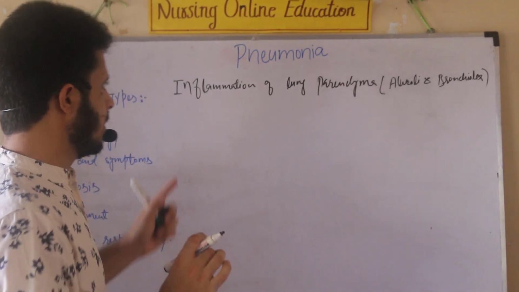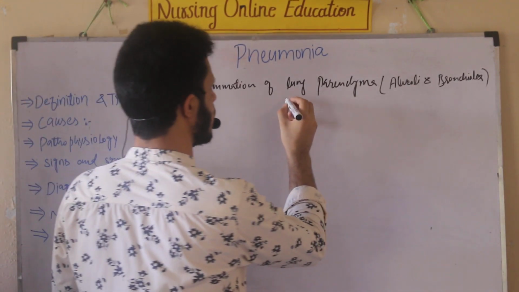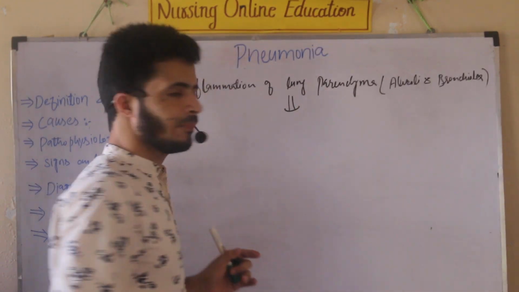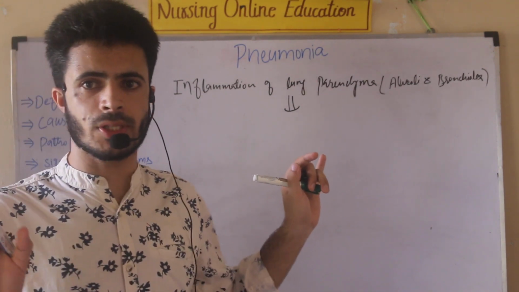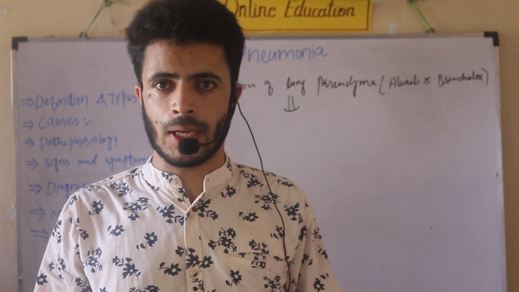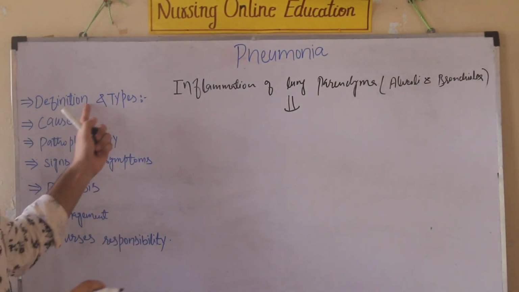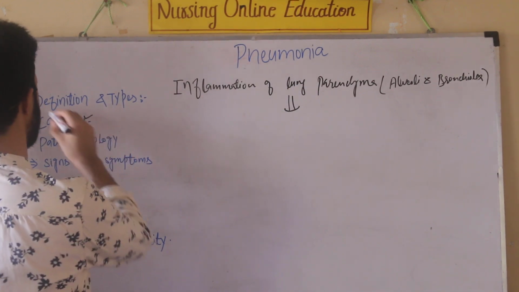So what happens in pneumonia? There is inflammation of the lung parenchyma. Who causes this inflammation? This is the definition of the disease. The inflammation is caused by the body. It is a natural mechanism of the body. How does inflammation occur? Because there is an entry. That is the definition.